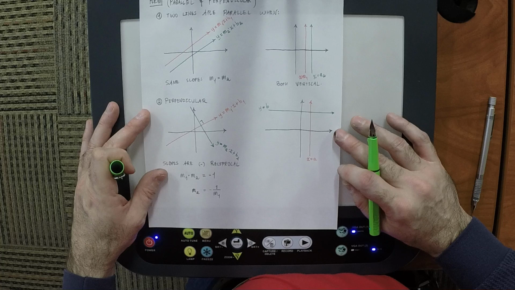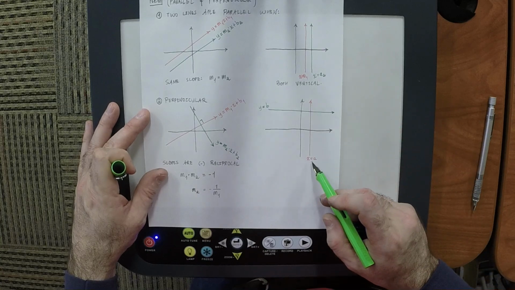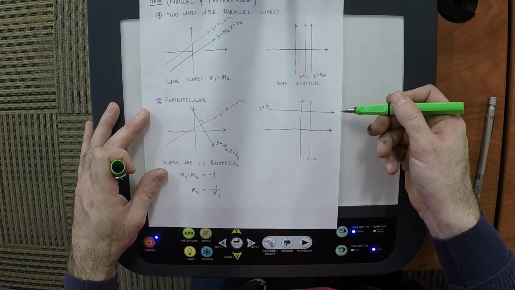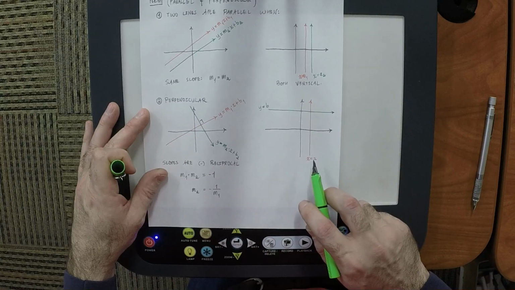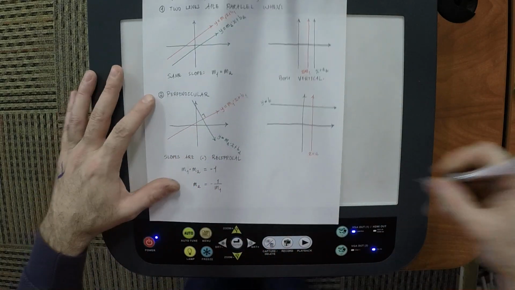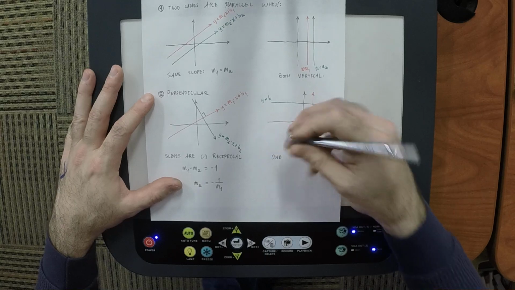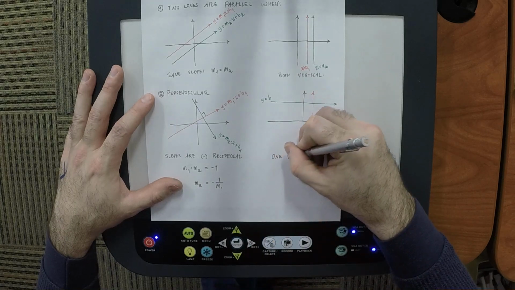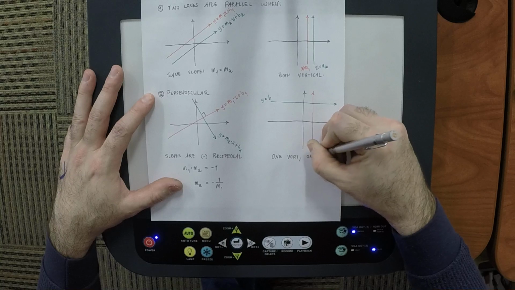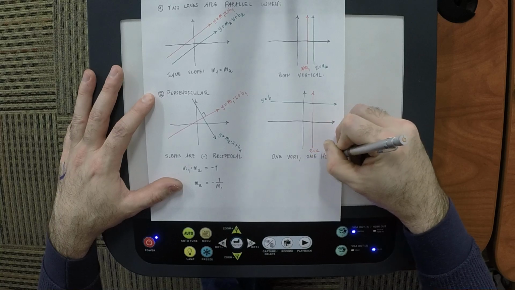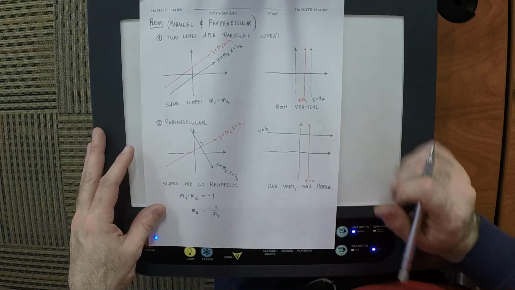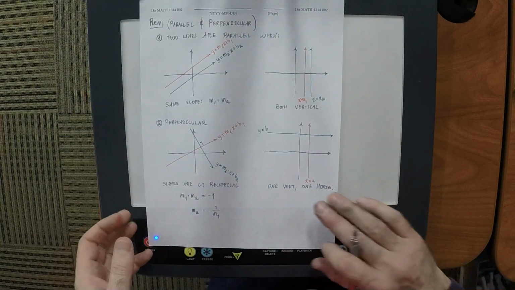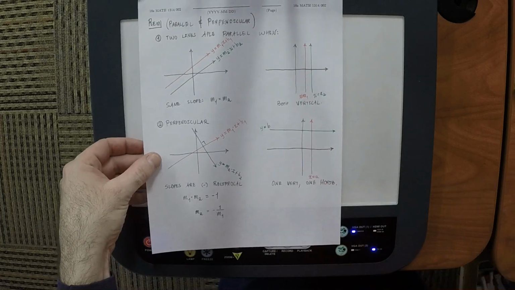So, if I asked you about the slope of this red line, then how do you respond? It's undefined. And what is the slope of the green line? 0. Slope 0, undefined slope. Any question about the definitions of parallel and perpendicular? Okay.